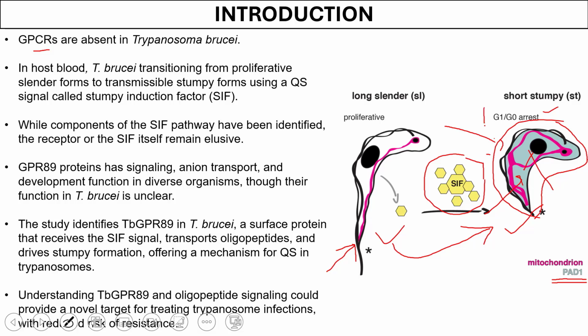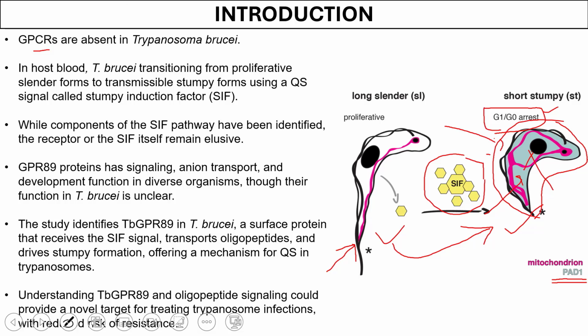Third important thing, these cells are arrested in G1 phase. That means they do not undergo mitosis. They remain stuck in the G1 phase. Why? Because unlike the long slender form, the short stumpy forms do not divide, because the parasite does not want it to keep on dividing and then the host ultimately dies. The parasites do not want their hosts to die, because as long as the host lives, the parasite has a source of shelter and nutrition.